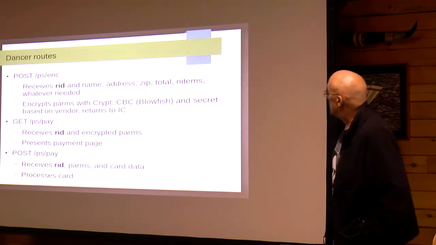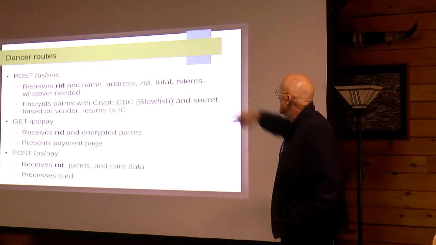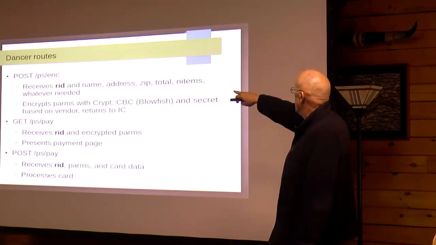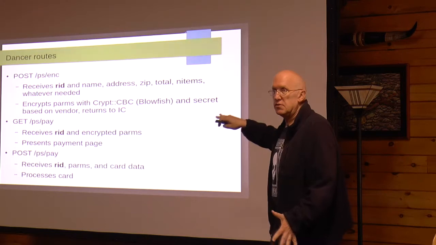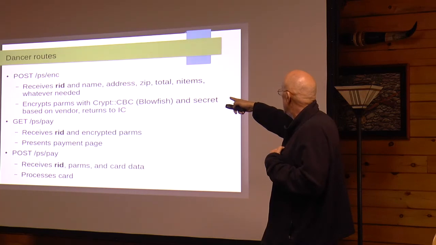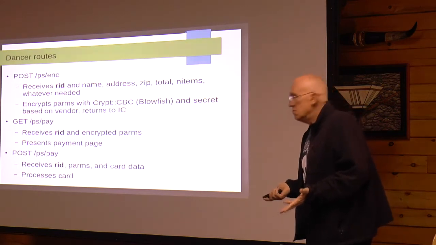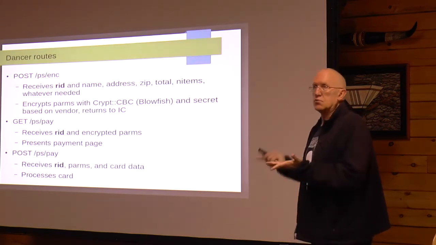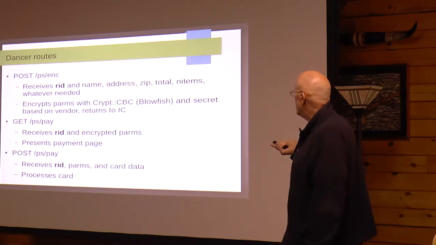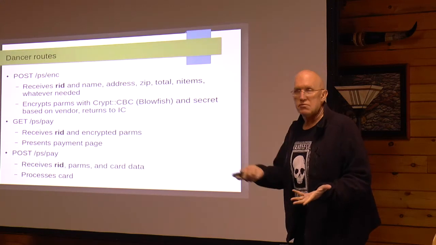And I'll talk a little bit about the Dancer routes that I use to do this. I have a post to PS Inc., and that path, of course, can be anything. It receives the RID, the name, address, zip, total, items, whatever's needed. We can template anything we want to template. We encrypt the params with Crypt CBC using Blowfish, and we have a secret in the vendor configuration file, and that's what is encrypted against that secret. Then we have a get PS pay that receives back the RID and the encrypted params and presents the payment page. That's what it does.